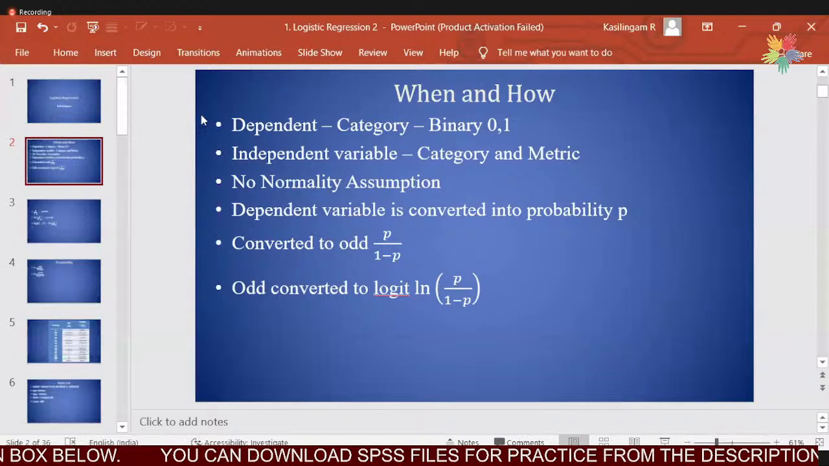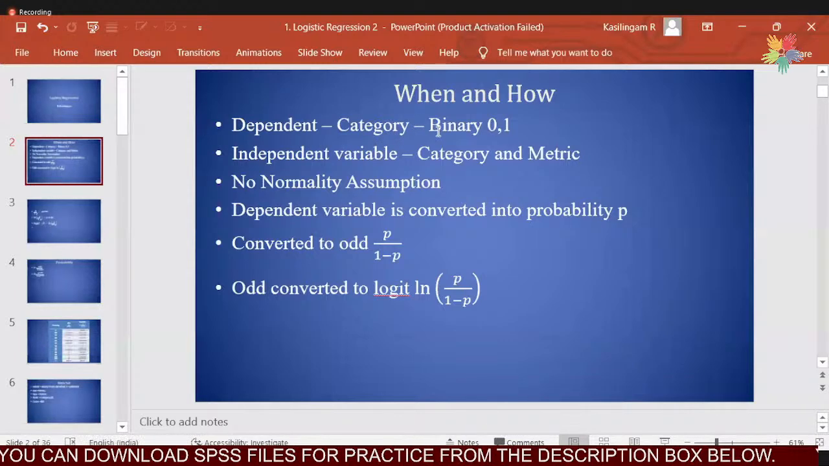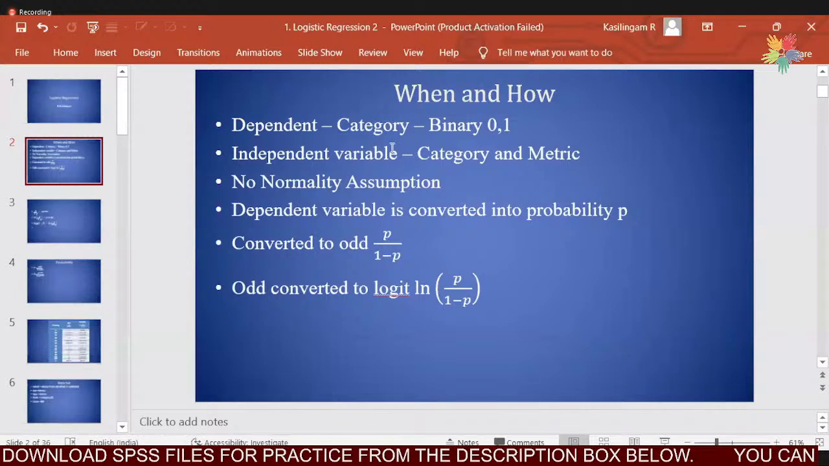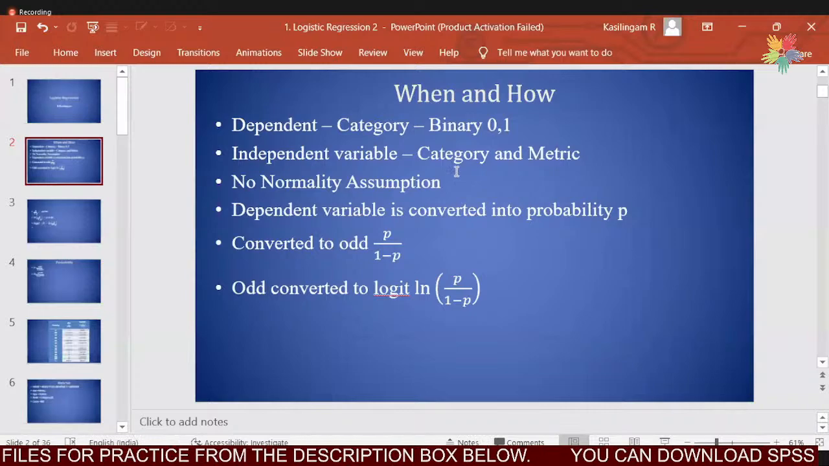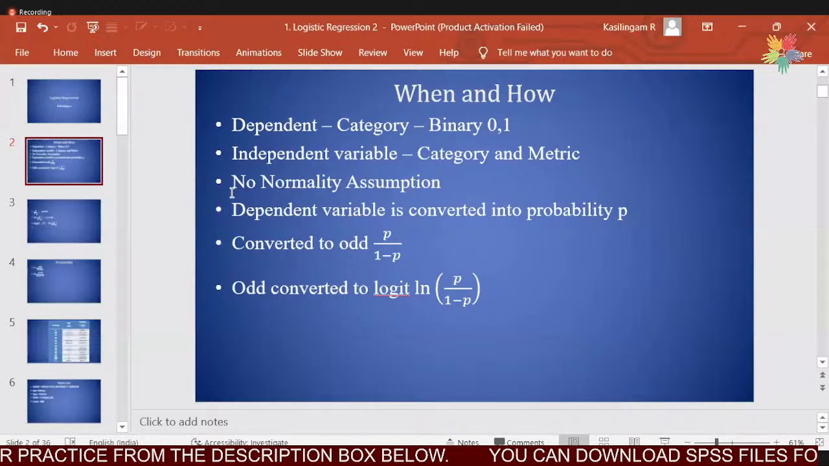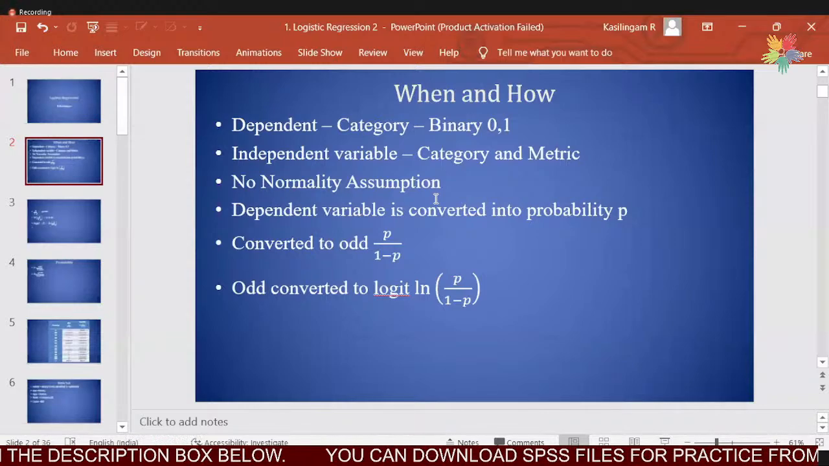So now, my dependent variable is categorical and binary. Binary means 0 and 1. My independent variable may be categorical or metric. Categorical means it will create dummies. You need not worry about the normality assumption.